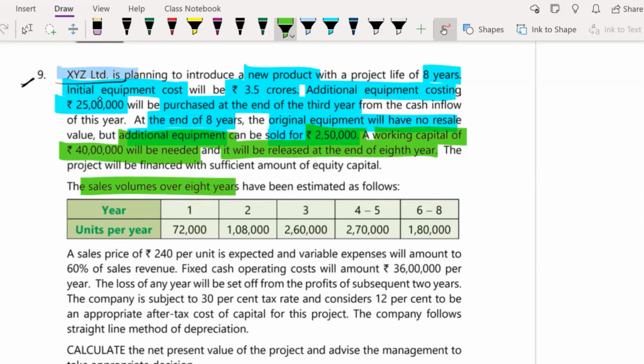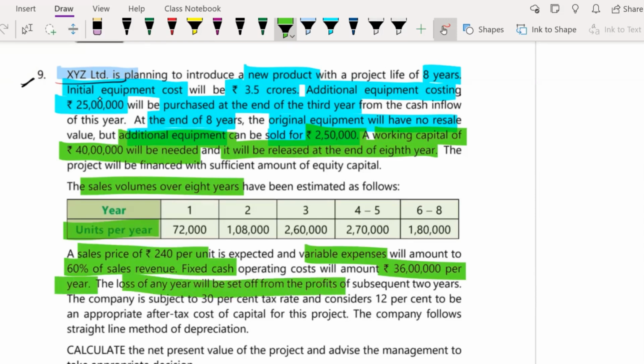The sales volume over the 8 years has been given. So every year, how many units are sold has been given. Sales price is 240 per unit. Variable expenses are 60% of sales. Fixed cost is 36 lakh per annum. Then the loss of any year can be set off against the profits of the subsequent 2 years. Okay. So in case there is any loss, then from the subsequent 2 years' profit, you can set it off. The tax is 30%, 12% is your cost of capital, and the company follows the straight line method of depreciation.